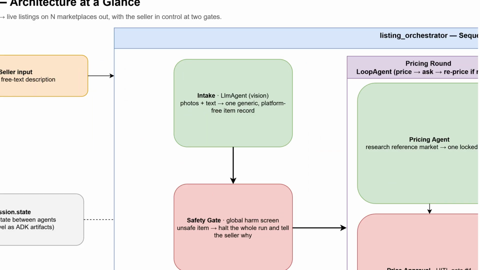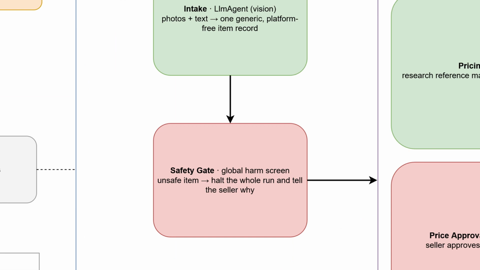Stage 1 is intake. Here, a multimodal AI agent reads the provided photos and text just once. It then generates a single platform-agnostic product schema that serves as the foundation for everything else. Stage 2 is the safety gate. This is a global screening layer. If any harmful content is detected, a hard guard instantly halts the entire run, preventing any downstream actions.